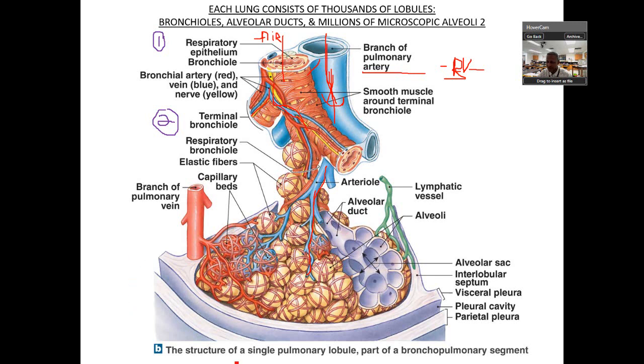Now this whole section is referred to as a pulmonary lobe. That is a functional unit, a cluster of alveolar sacs, and we call it a pulmonary lobe. Again, this is supposed to be RV for right ventricle. If you want to, let's go through and do some more numbering, and then we'll talk more.